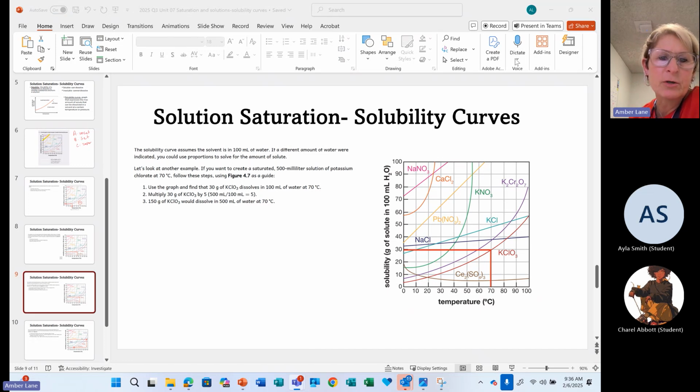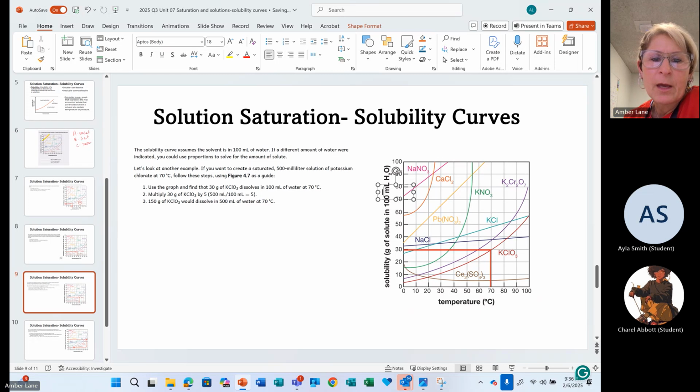So it says the solubility curve assumes the solvent is in 100 milliliters of water. It says it right here. If a different amount of water were indicated, you could use proportions to solve for the amount of solute. So here you're going to figure out how much solute if you have more than 100 milliliters of water. Let's look at another example. If you want to create a saturated 500 milliliter solution of potassium chlorate at 70 degrees, this is how we're going to go about it.